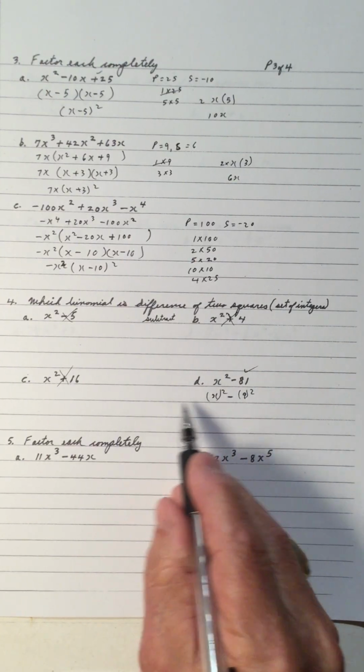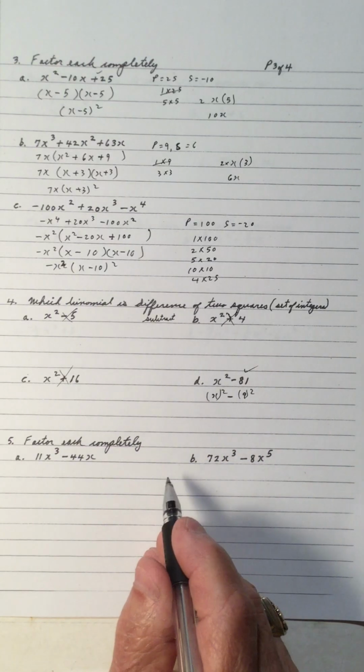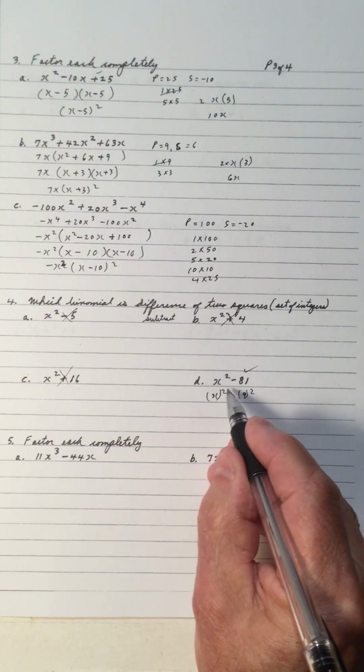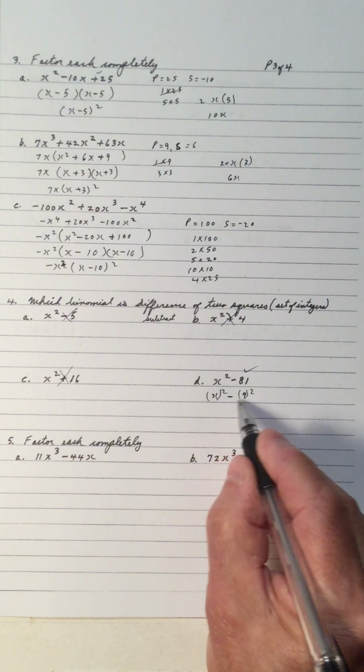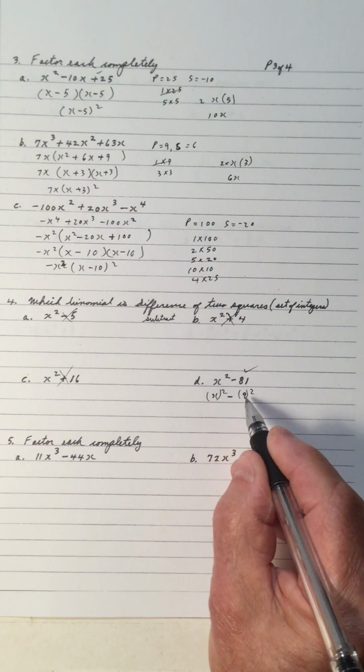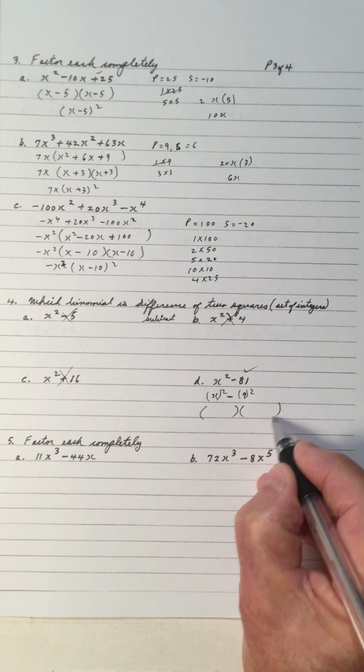And this, when you recognize that, this is easy to factor. And let's go through a few. Let's just look at this one for example. I didn't ask you to factor, but if this is the difference of two squares, x squared, 9 squared, and that's the difference, it'll turn out to be this way.